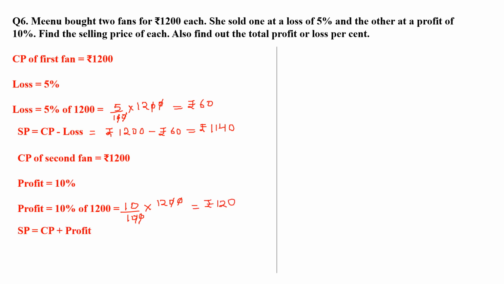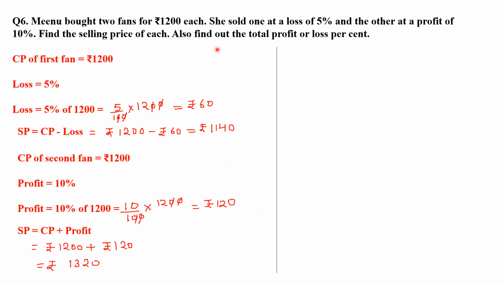So what will be the selling price? Selling price is again cost price plus profit. Cost price is 1200 rupees. Profit is 120 rupees. Now if you are going to add it, you will get 1320 rupees. Now this is the first part of the question, that you have to find the selling price of each, that we have done.